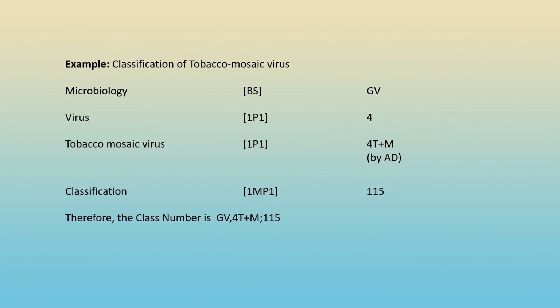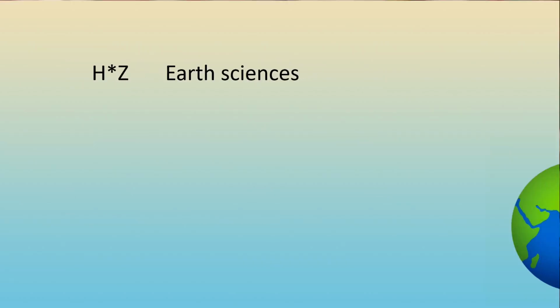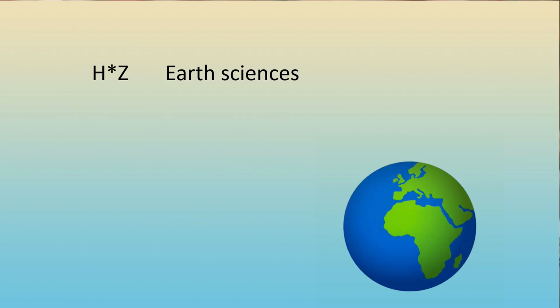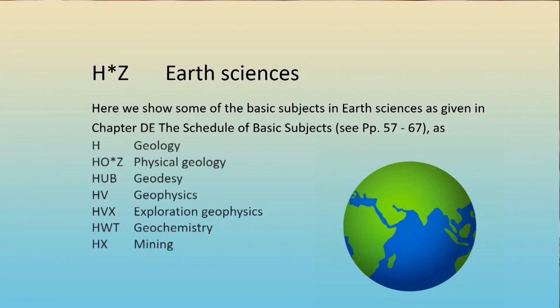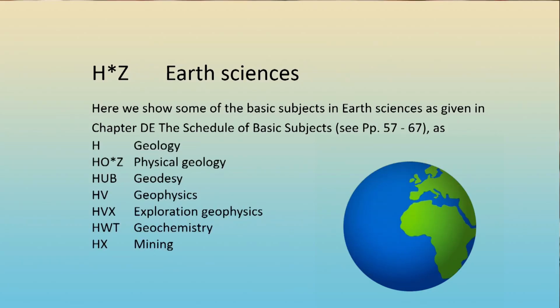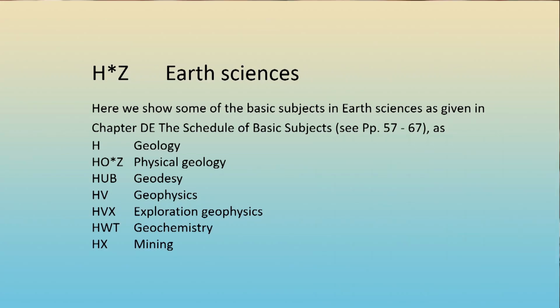Next we discuss the agglomerate capital H star capital Z Earth Sciences. Here we show some of the basic subjects in Earth Sciences as given in chapter DE, the schedule of basic subjects. For this, see pages 57 to 67.